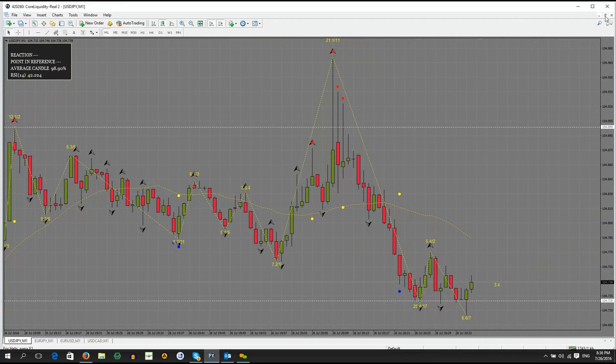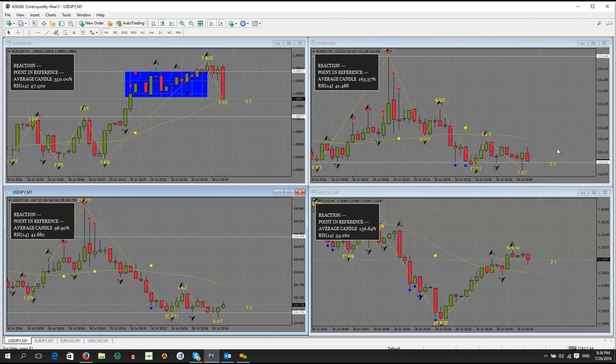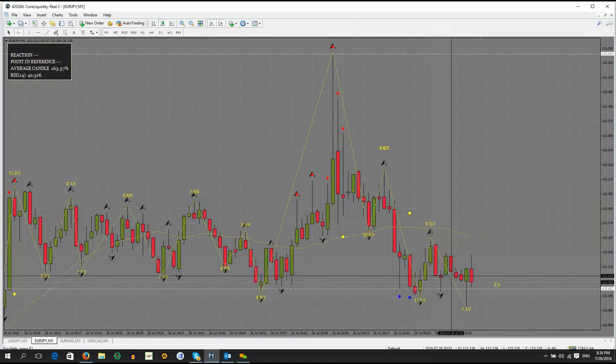Euro Japanese yen, USD Japanese yen. So the market is just flat, okay, on this USD Japanese yen for the last minutes. On Euro Japanese yen, the same thing, the market is flat.